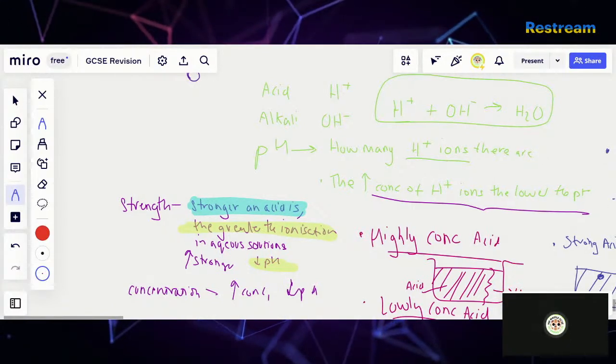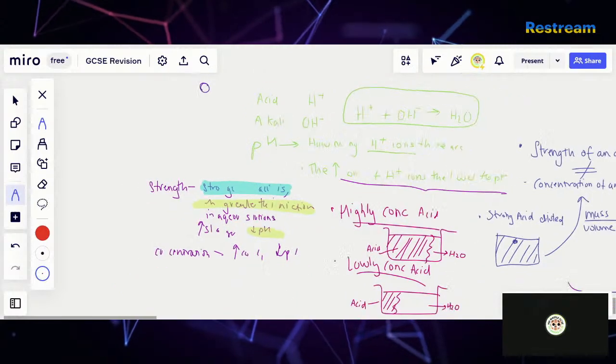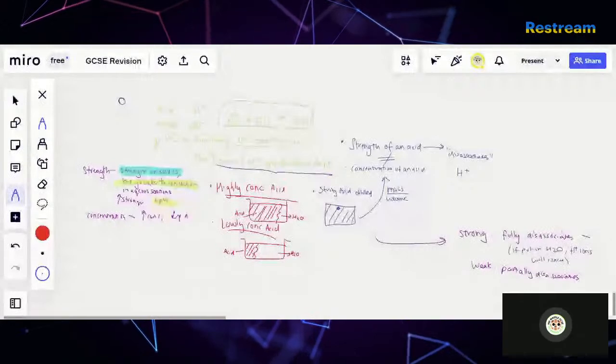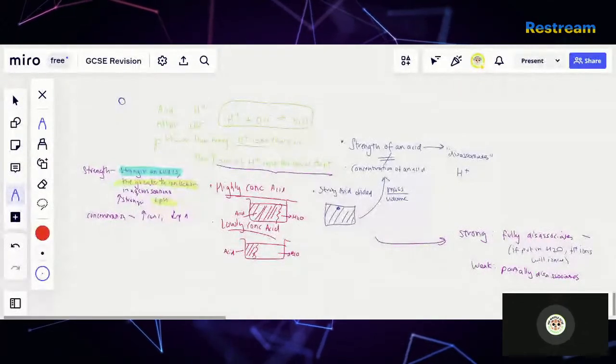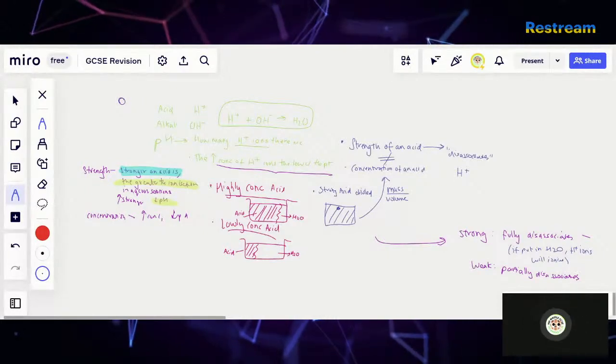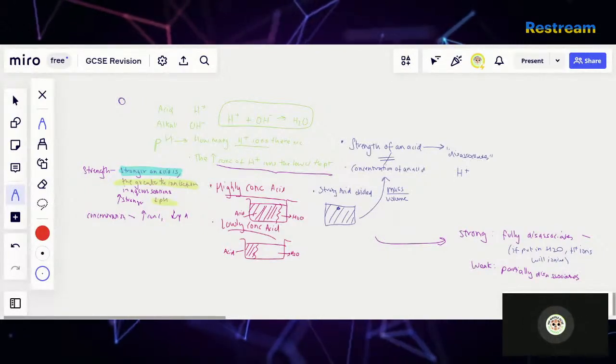Okay, so let's do an example. Not an example, just using our knowledge that we've just looked at. So dilute hydrochloric acid is a strong acid. Explain why an acid can be described as both strong and dilute.